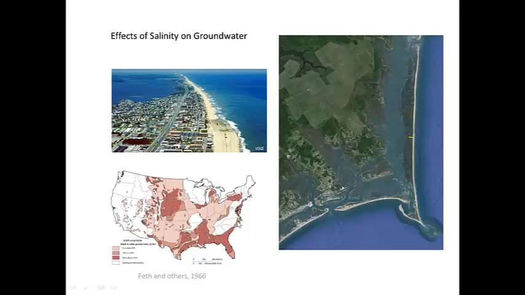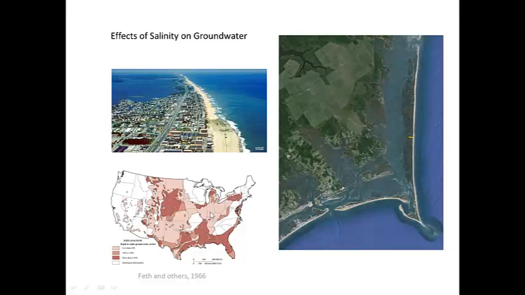Salt is the most common groundwater contaminant. This map shows the depth of salt water across the U.S. The light pink color is an area where the salt water is less than 500 feet. So the fresh groundwater is really relatively shallow.